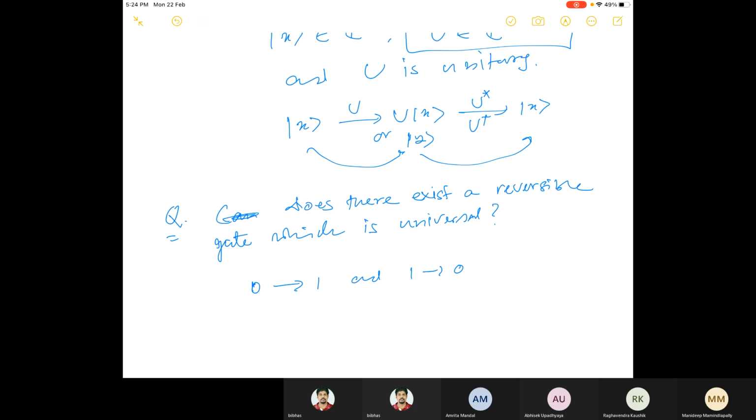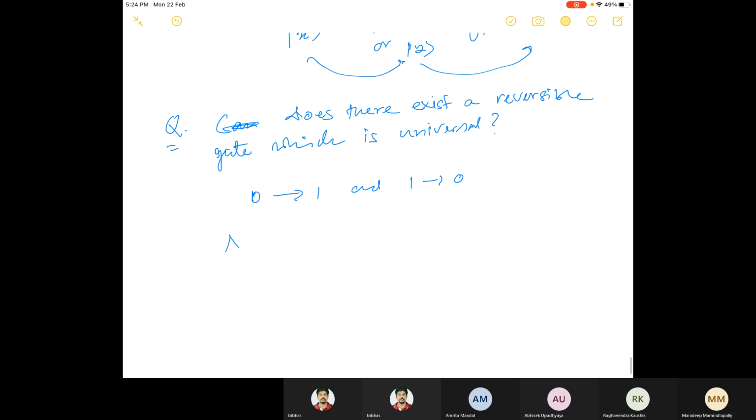NOT gate is also universal. And I think there are other gates also which are universal. We'll talk about it maybe today a little bit. So, for example, NAND gate and NOT gate, these are all universal gates. And AND gate, these are all universal gates.